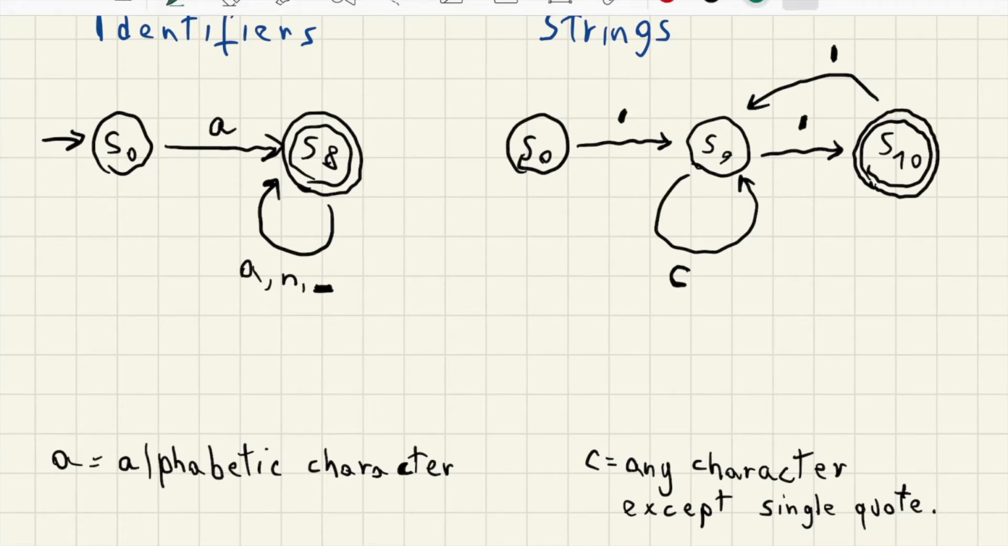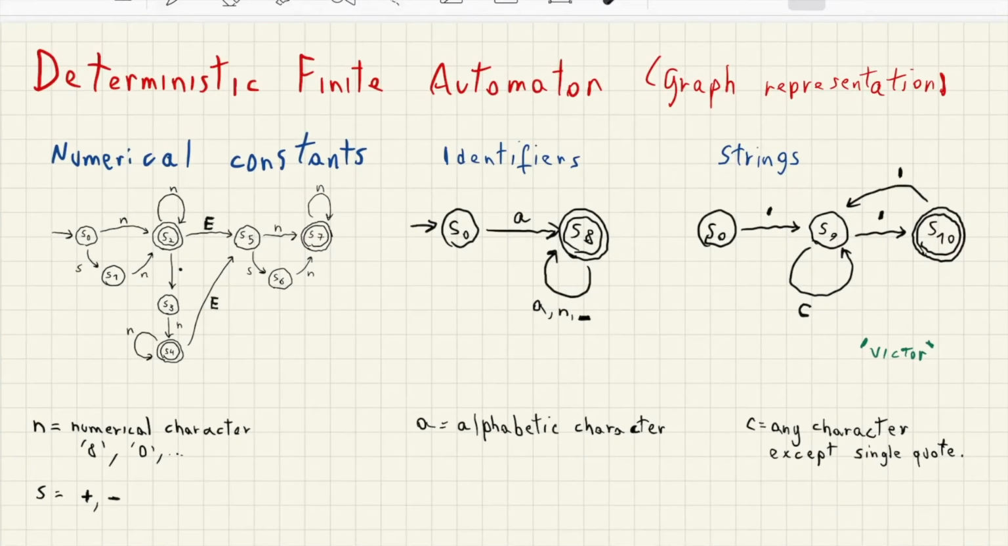So a string can be something like Victor here. So we start receiving the single quote, and now we will parse the Victor part of our string. So we will just transition here 6 times, and then finally we will have the last single quote going to the final state. Okay, so now we have what we want to build, what our automaton will look like. And now we can go to the C part.